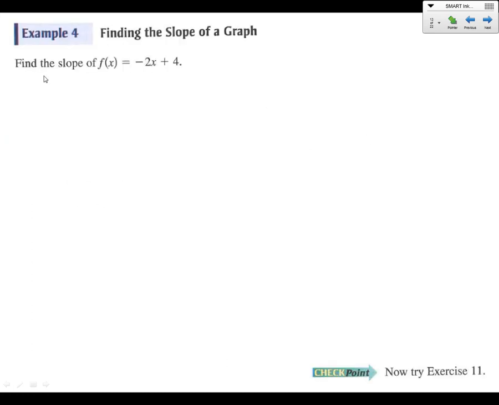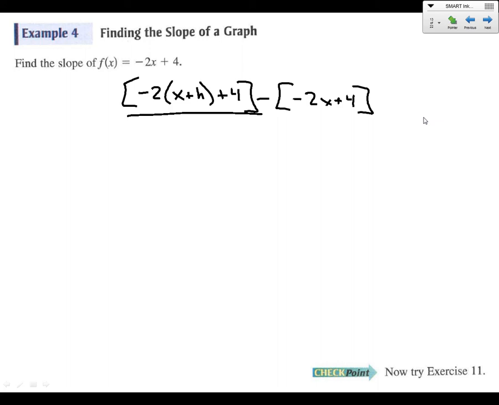All right, so now we're going to do example 4. They're not going to give us an x value. We're going to come up with a formula instead of an exact slope for a point. So same steps here. Let's do the difference quotient. So we're going to go negative 2, instead of x, we're using x plus h, plus 4. That's our first part. Minus f of x, which is just negative 2x plus 4. And this is all going to be over h.